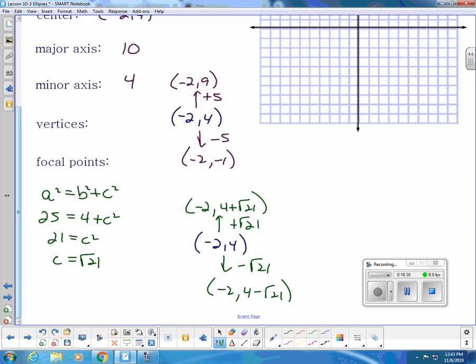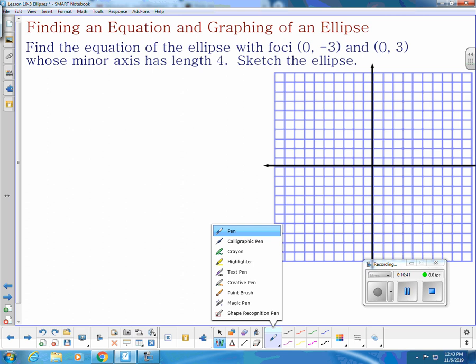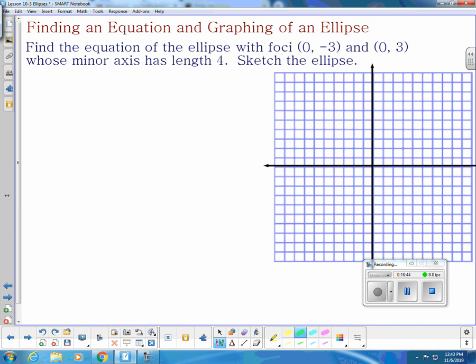Let's go the other way. Let's get some little hints and write an equation. Find the equation of an ellipse with the focal points, or the foci, of (0, -3) and (0, 3). So what can you figure out?